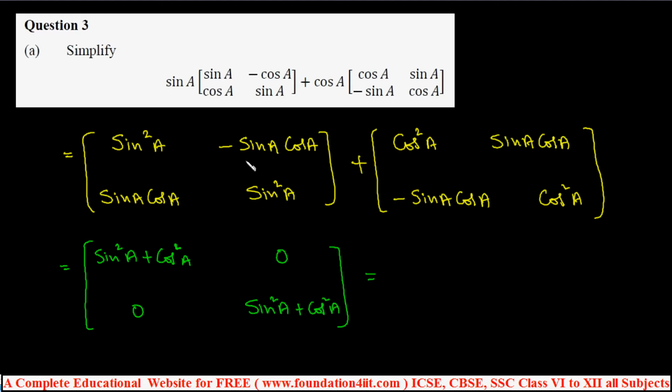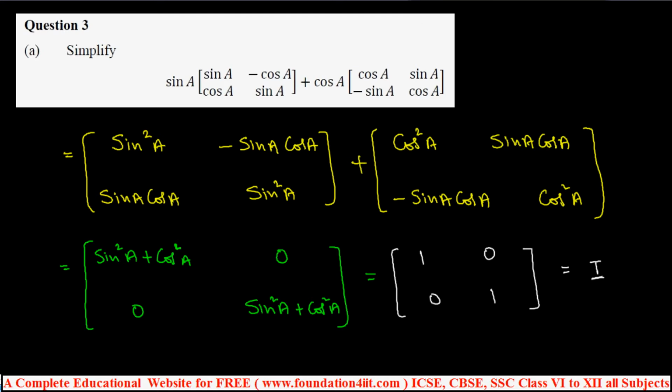And this is a formula, trigonometric identities: sin square A plus cos square A, or sin square theta plus cos square theta, is equal to 1. Same, sin square A plus cos square A is 1, with 0 and 0. So this is the identity matrix, 1 0 0 1. That means after simplifying, the answer is the identity matrix.